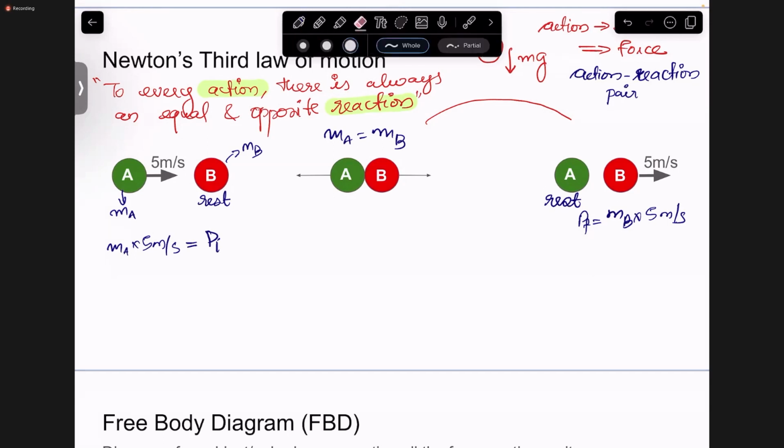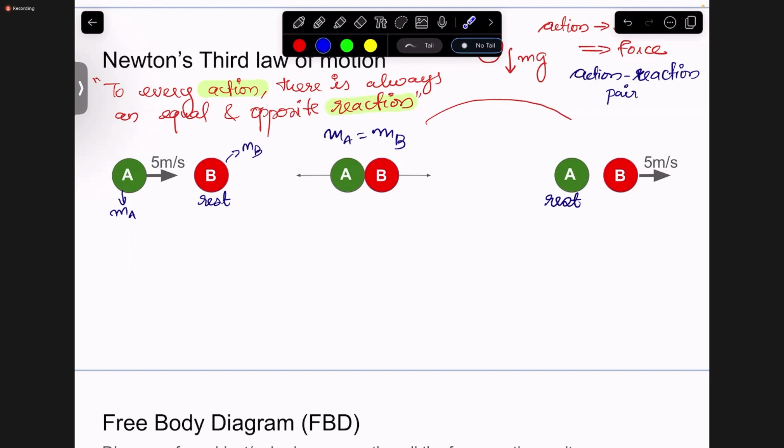For now, we can observe what is happening when these bodies collide with each other. Initially, object A was moving with a velocity of 5 meters per second, and it comes to rest after colliding with mass B. And what happens to mass B? Mass B was at rest, and it starts to move with a velocity of 5 meters per second. So obviously there is a change in the state of rest or state of motion. According to Newton's first law, there is an external force coming into play here.